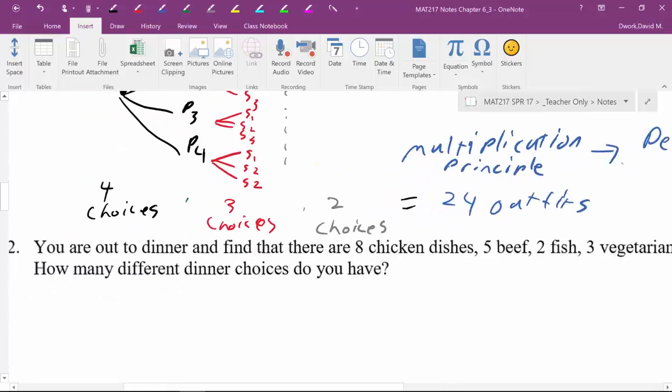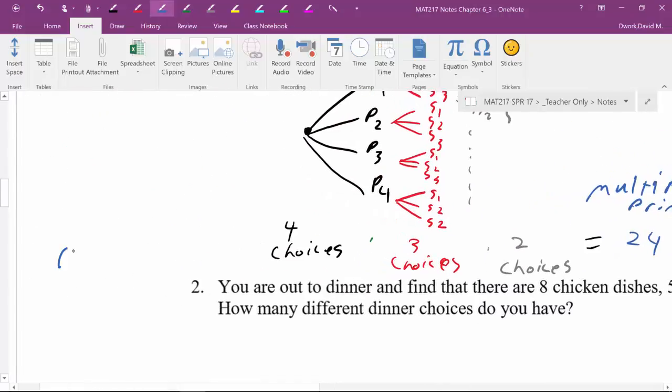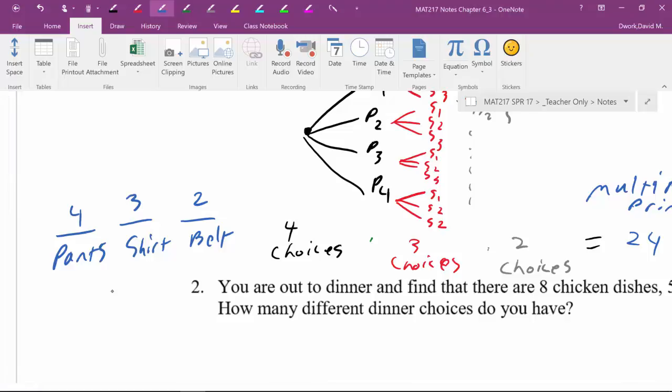So the way I'll end up doing it in the future is I'll say, all right, decision one, I have four choices. Decision two, I have three choices. And decision three, I have two choices. And instead of writing decision, because that's a little generic, I might label what they are. First pick pants, then pick shirt, then pick belt. Decisions, and how many choices do I have for each of those? Yes, it is just a coincidence. It's 4 times 3 times 2, or 4, 3, 2, counting down.